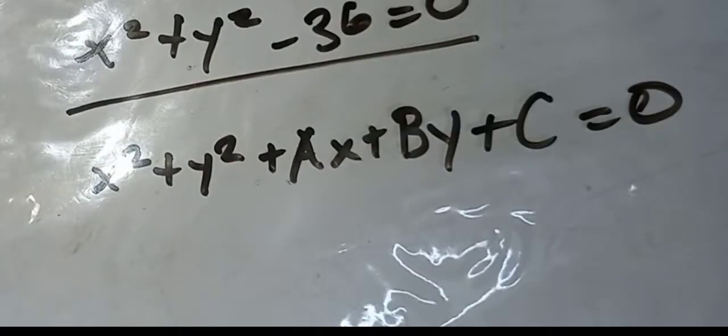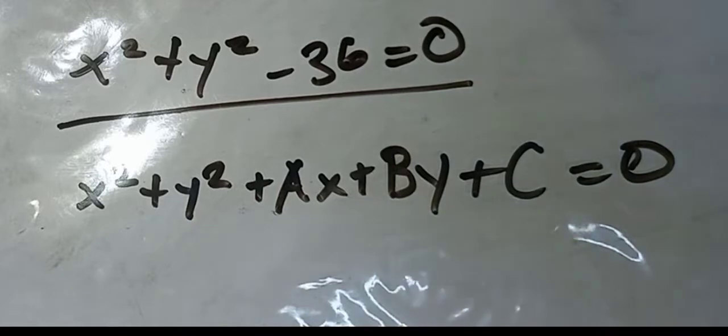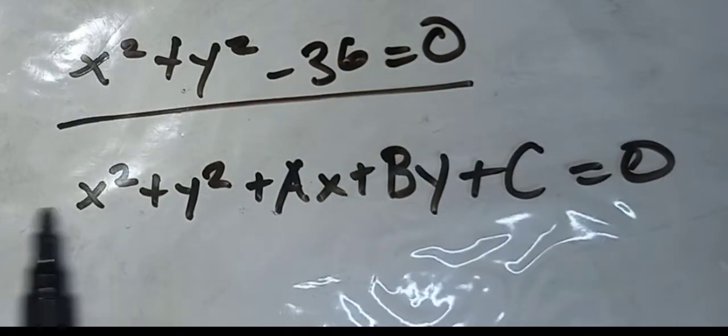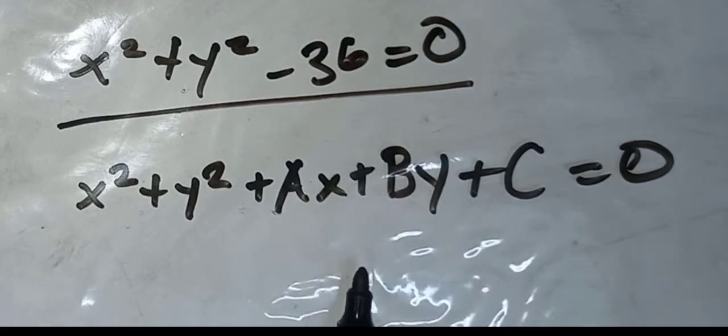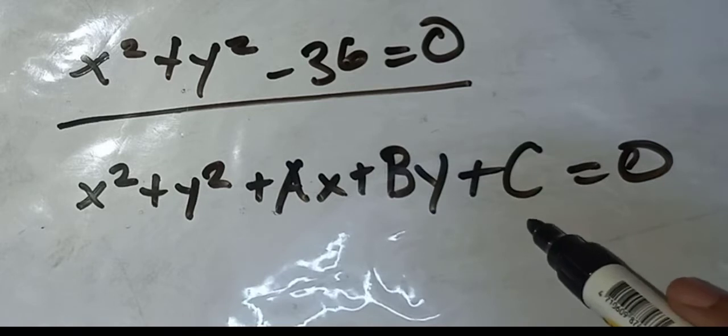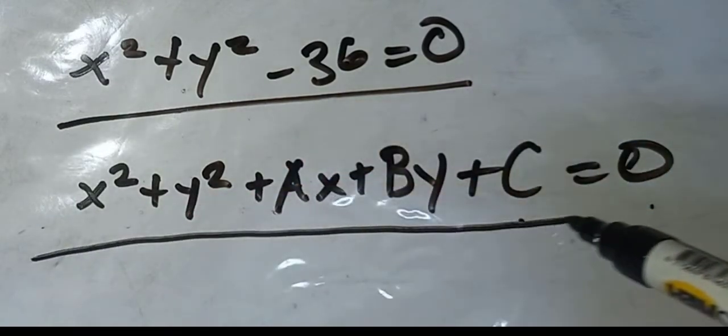So always remember that the general form of equation should be written like this one. So first the higher powers, and then the ordinary constant with a variable, and also the whole number. C will be the whole number, and then equals 0. So this is the general form of equation.